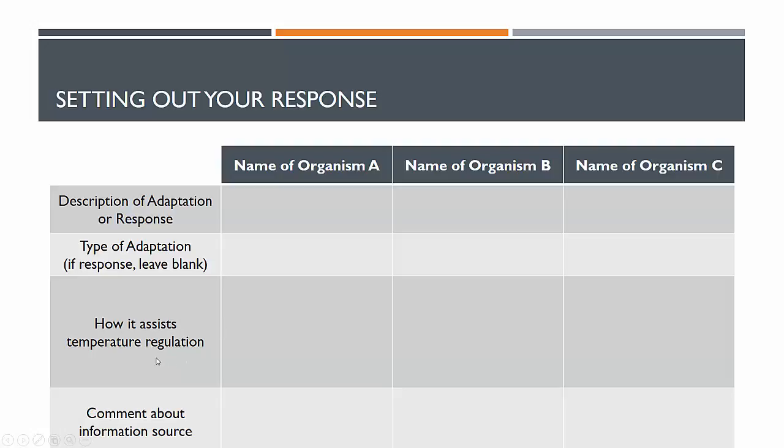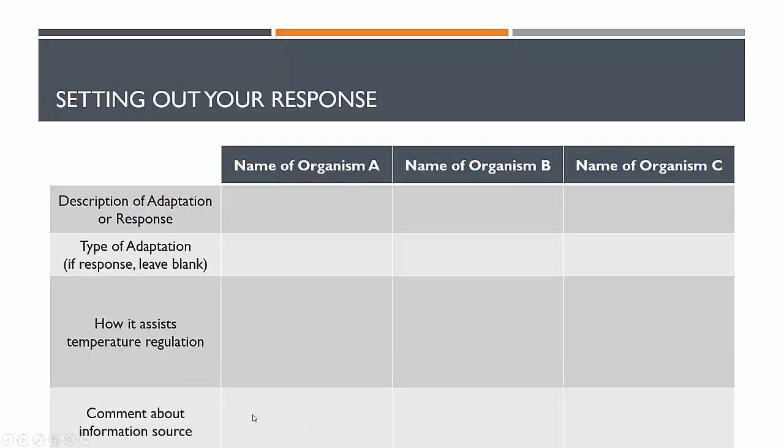We have a section on how does it assist temperature regulation, and this is about coming back to a context. If this is just an adaptation, some random feature of an animal, and it doesn't assist temperature regulation, then you really haven't analysed the information, which is the first part of our dot point, to be relevant. So you've missed the mark. You've pulled out the wrong information. So this is a little box that makes sure that you understand that the adaptation that you've got is relevant to the context that we need it in.